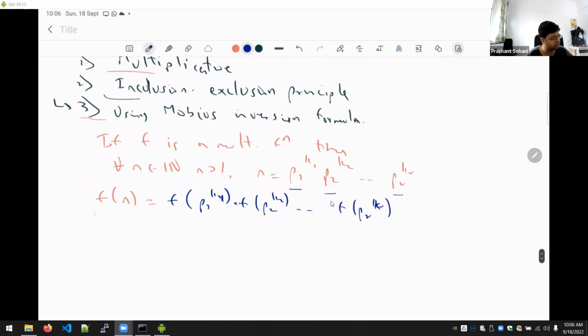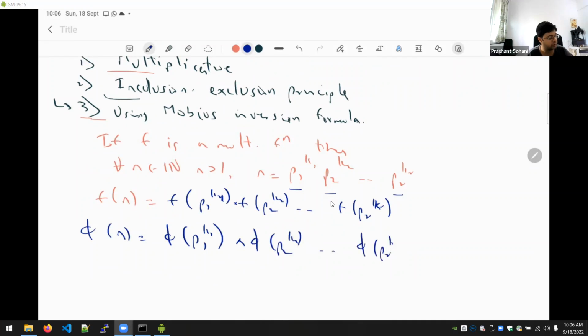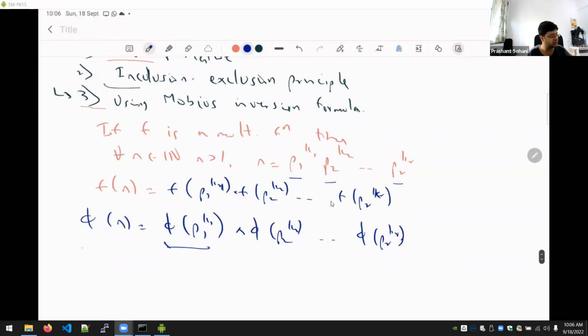So in the same way, phi of n can be written as phi of p1^k1 into phi of p2^k2 all the way to phi of pr^kr. So now the question is simply, can we find the value of each of these terms on the RHS? So in general, if p is a prime, then find phi of p raised to any power. If you find this answer, then we can plug it into this formula and we'll get the formula for phi of n.